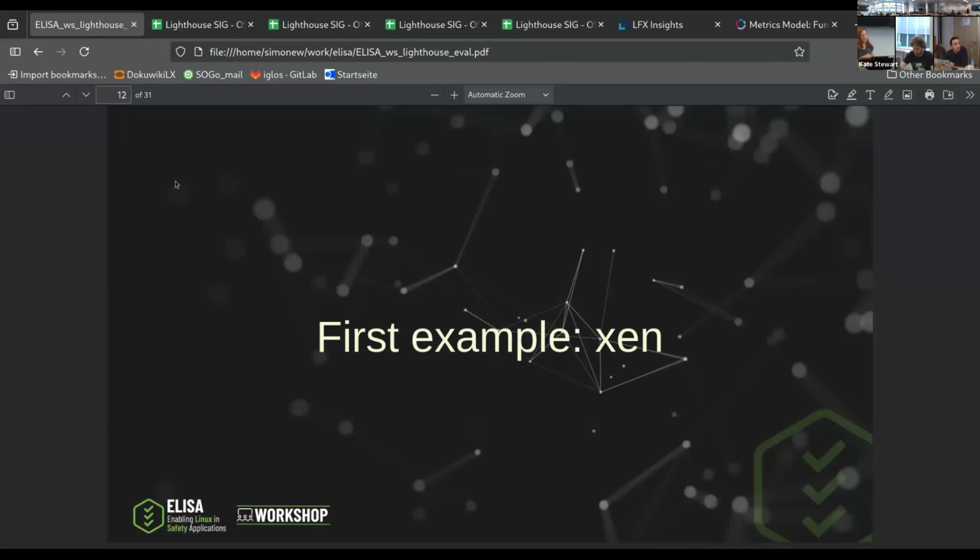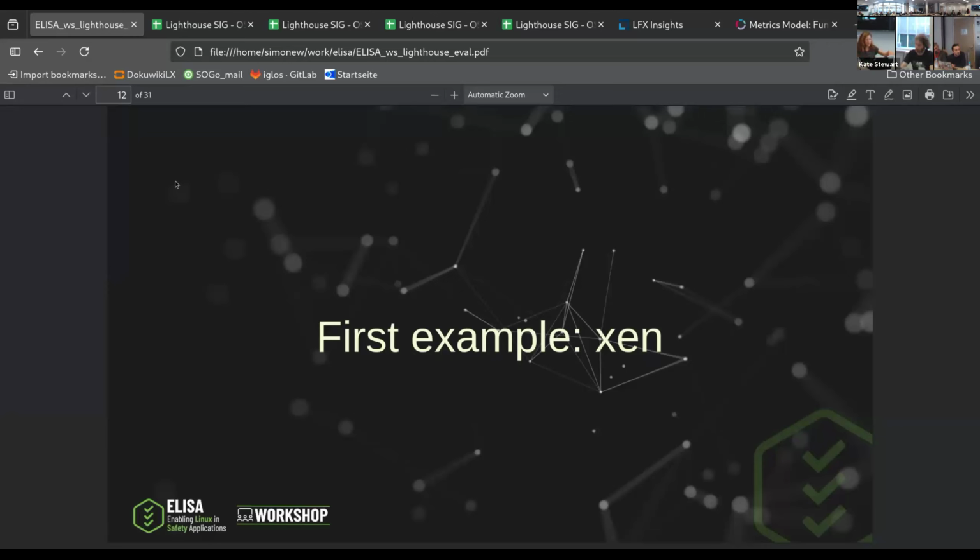So let me now come to a first example, Xen. And as a disclaimer, I knew that Xen existed before. I had nothing to do with it, because this is relevant to the evaluation, I think. From my personal standpoint, I knew it existed, I used it before, but I was not involved at all with the community. So a very outside assessment, I would say.